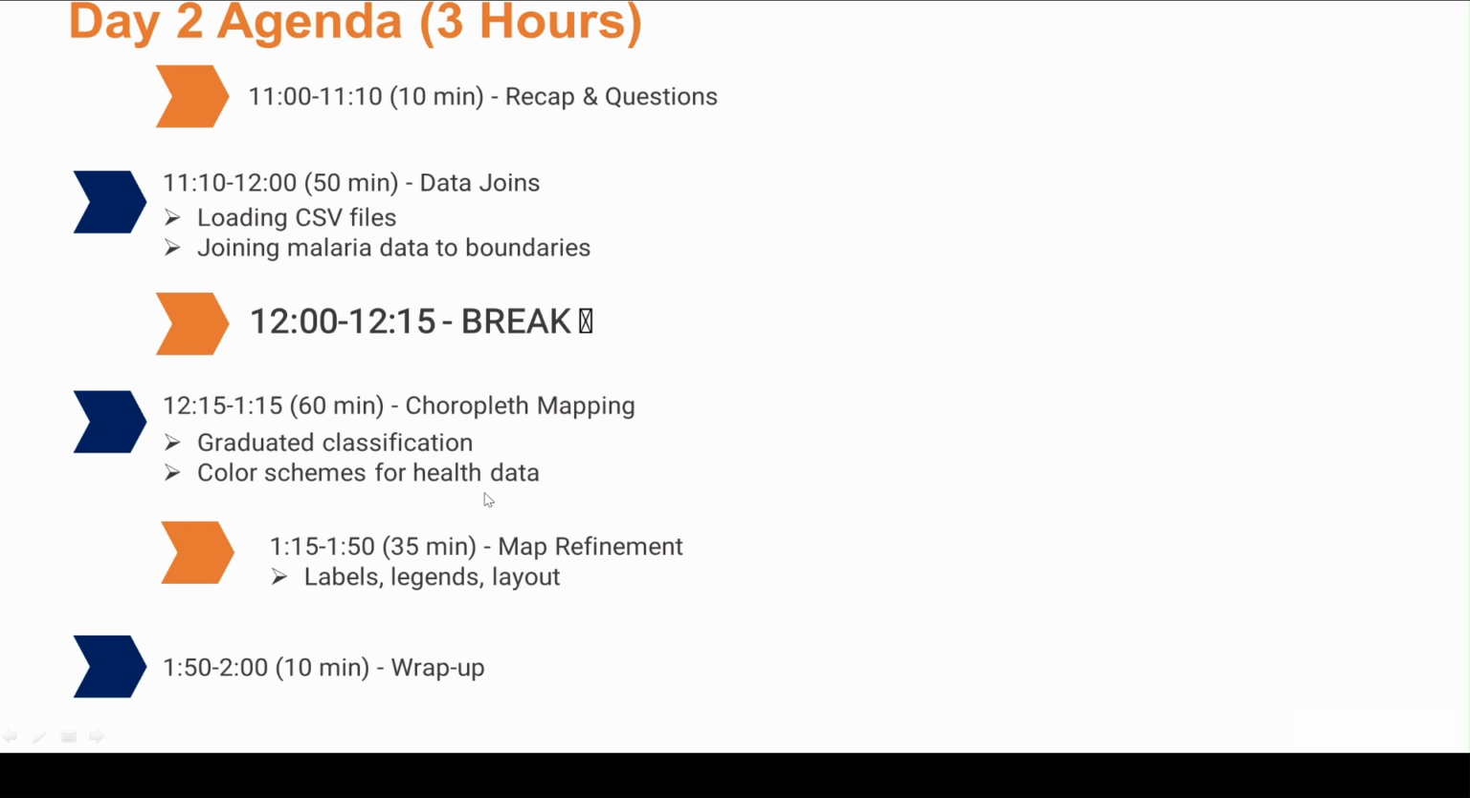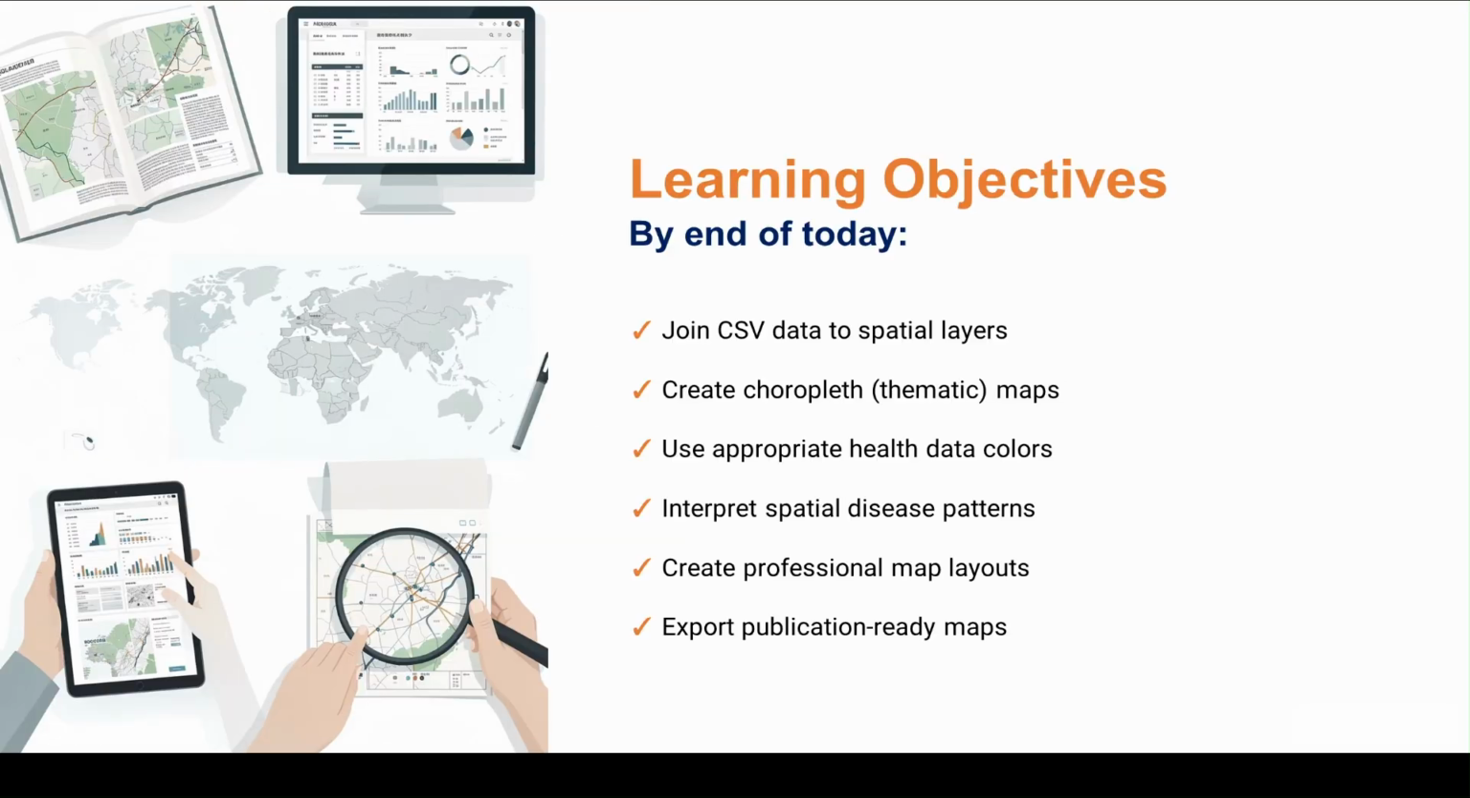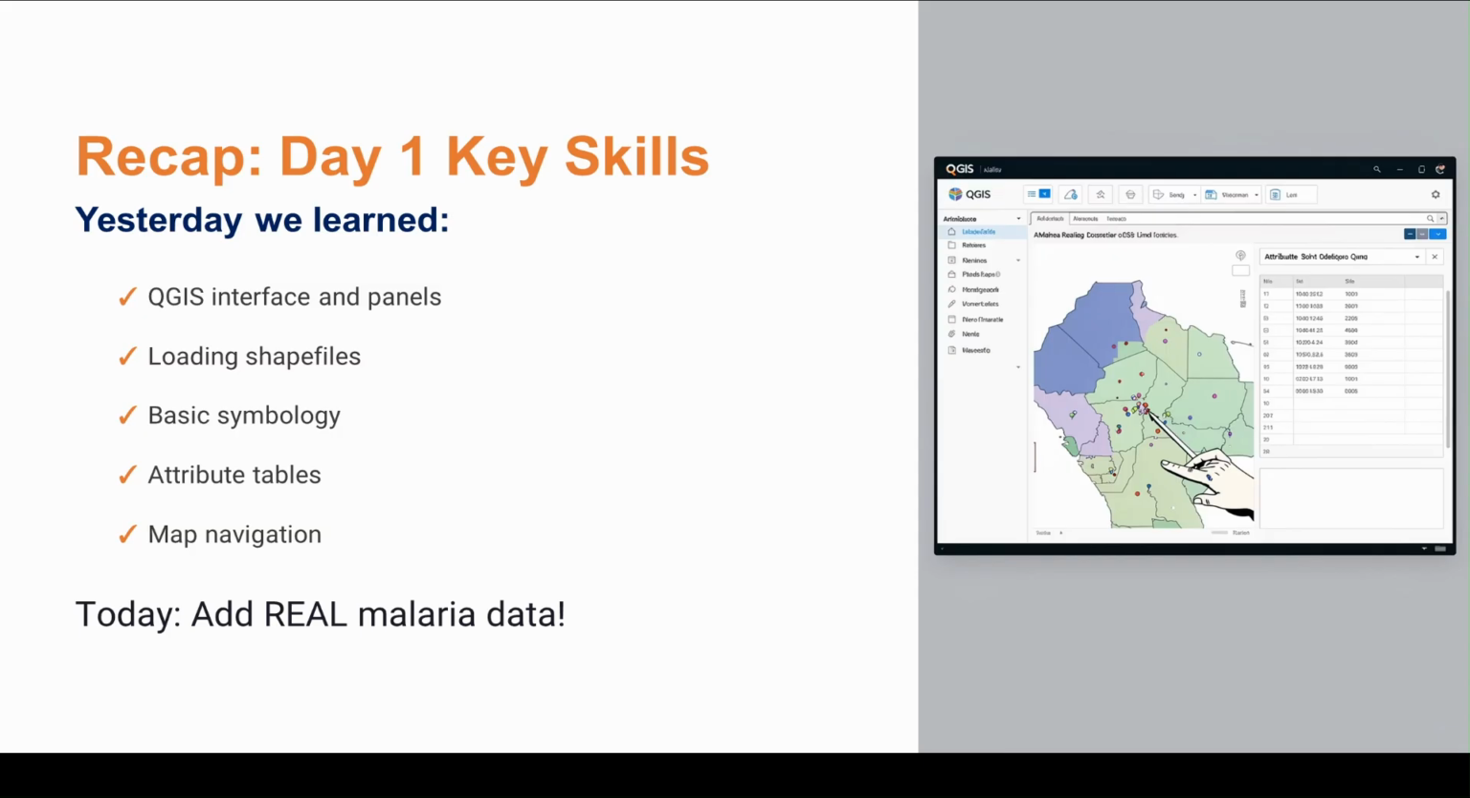And the map aspect, I think we already know that aspect. So I think after everything, if there's no time, you can do the map layout aspect and send it back to me. So the learning objective is to join the CSV data to spatial layer, also create a Choropleth or thematic maps, using appropriate health data colors, interpret spatial disease patterns, create professional map layout, and export publication ready maps. We have already done the recap.